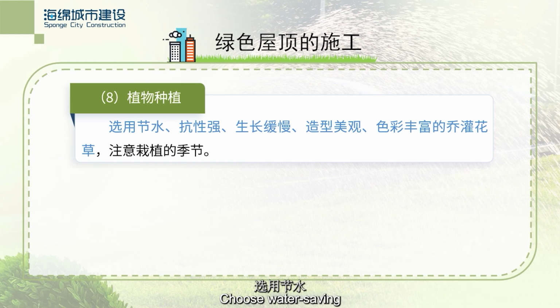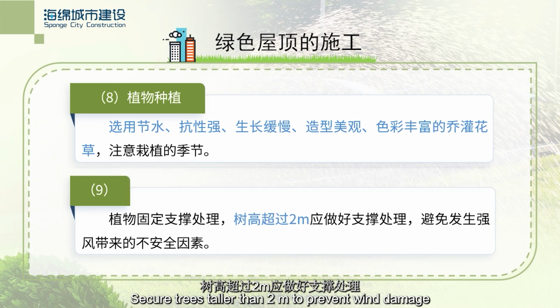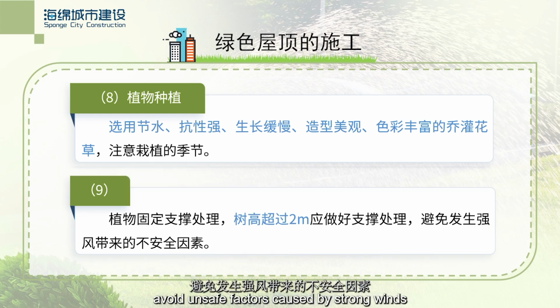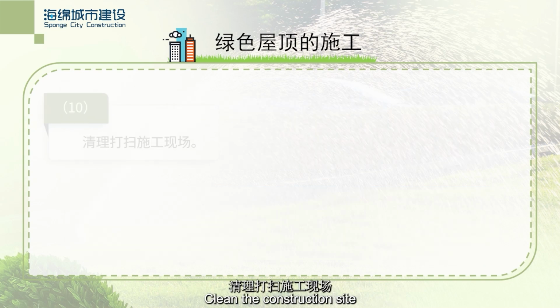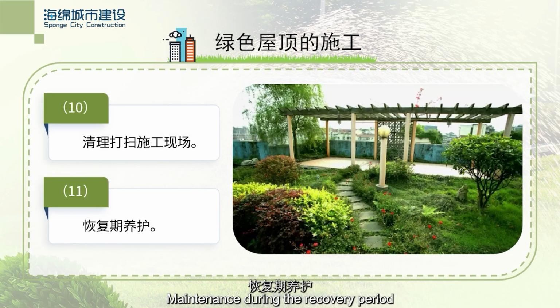Planting. Choose water-saving, resistant, slow-growing, aesthetically pleasing, colored shrubs and flowering plants, and pay attention to the planting season. Plant support. Secure trees taller than 2 meters to prevent wind damage. Avoid unsafe factors caused by strong winds. Clean the construction site. Maintenance during the recovery period.